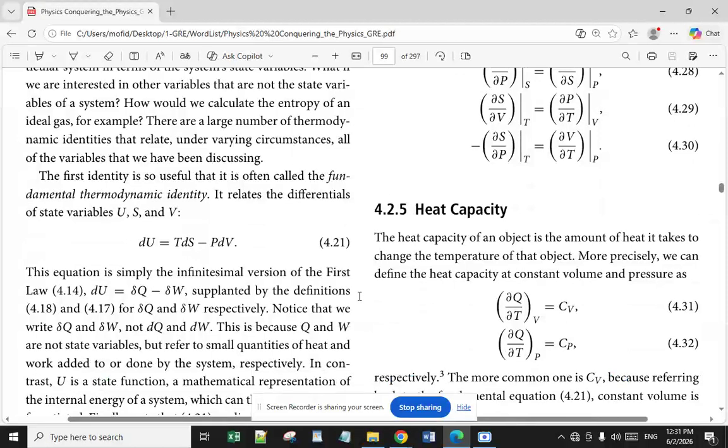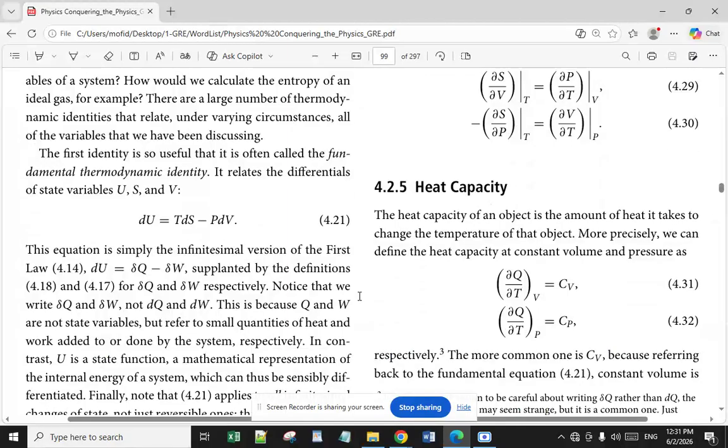4.14, dU is equal to δQ minus δW, supplanted by the definitions 4.18 and 4.17 for δQ and δW respectively. Notice that we write δQ and δW, not dQ and dW, because d means the derivative, but δ means a small change. This is because Q and W are not state variables but refer to small quantities of heat and work added to or done by the system respectively.